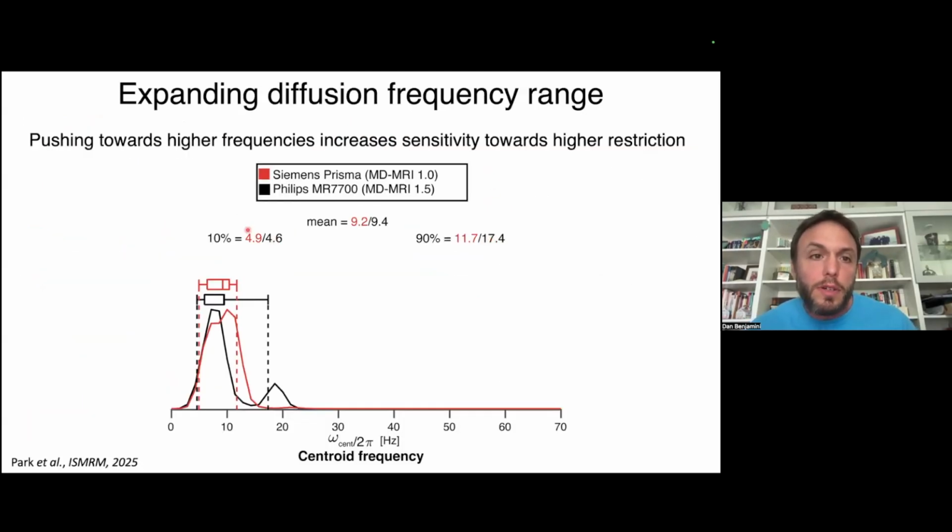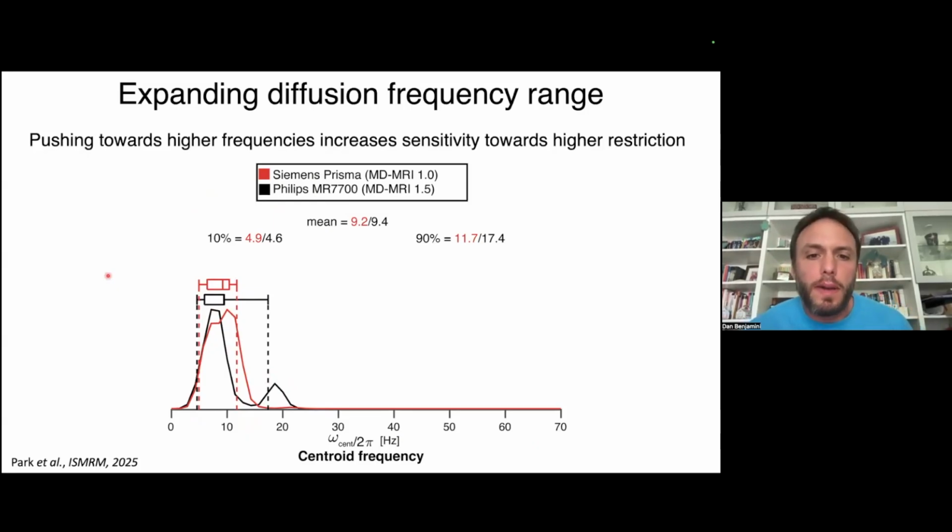And so if we compare the frequency sensitivity here, this is across the protocol, and we're showing on the axis here the centroid frequency content. And so you can see in red we have our Prisma protocol, and then with black the Philips protocol. So you can definitely see higher frequencies with the Philips protocol. So this was very encouraging, but again, not nearly enough to really look at white matter microstructure. And so this is where we get into this particular collaboration.